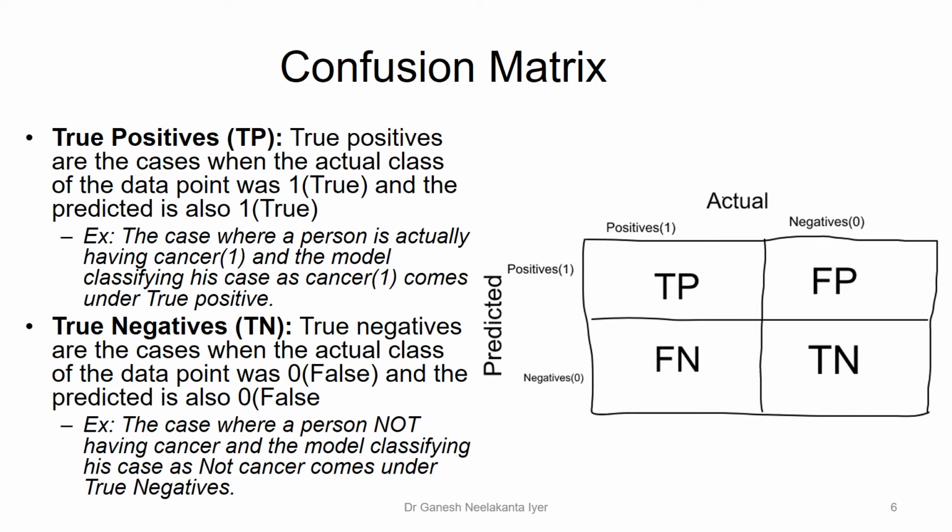So true positives are the cases when the actual class of the data point was 1 and the predicted is also 1. Example, the case where a person is actually having cancer and the model classifying his case as cancer comes under true positive. On the other side, true negative is nothing but when the actual class of the data point is false and the predicted is also false. The case where a person not having cancer is actually predicted by the model as a person who has no cancer.